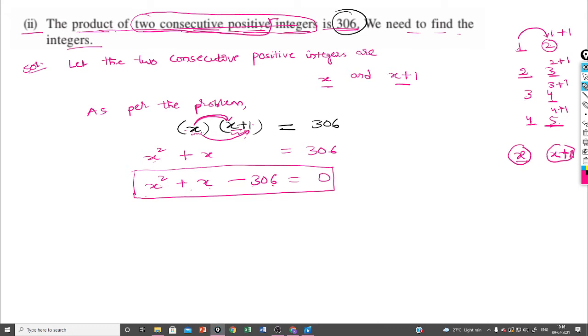So we can conclude our solution that this is the required quadratic equation.